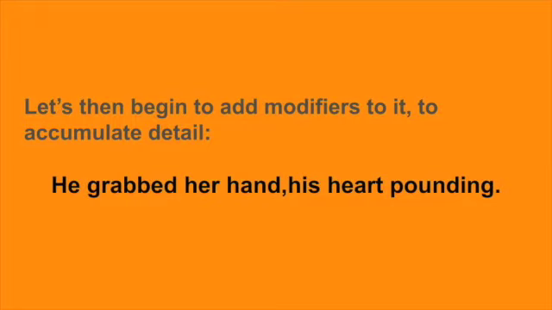So as you look at your screen now, what you'll notice is we changed that to he grabbed her hand, his heart pounding. I've added a modifier after the hand that's describing his state. So now I know a little bit more. I know a couple of things, but I'm still not quite certain. Is he in love? Is he scared? Is she scared? Is he nervous in any way? What exactly is going on with this pounding heart?